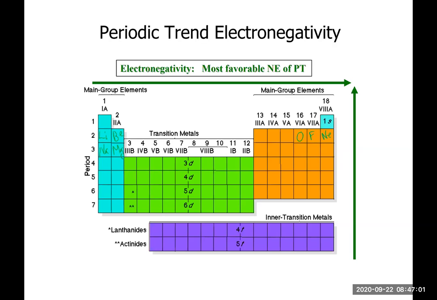And so they don't want electrons. They don't want negative charge. They want to get rid of those electrons. They want to get rid of that negative charge. And therefore, they're going to have very low electronegativities, and very high electronegativities over on this side.